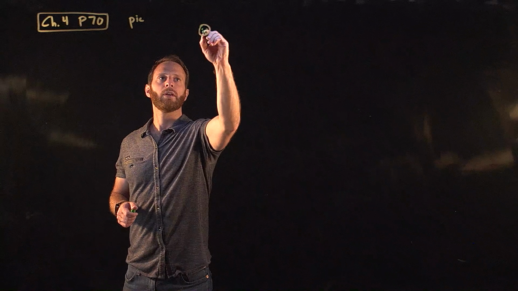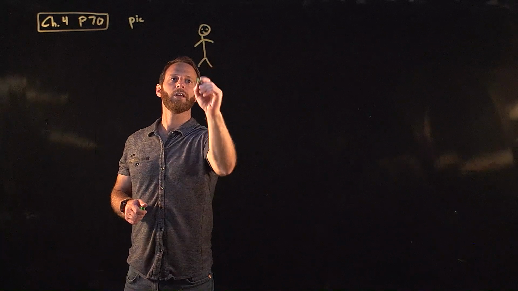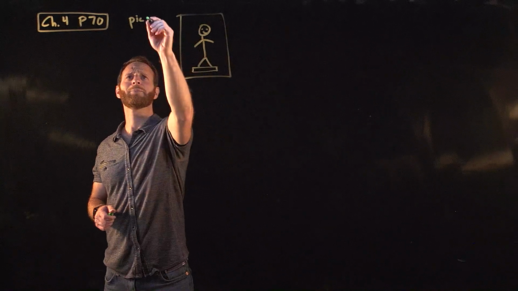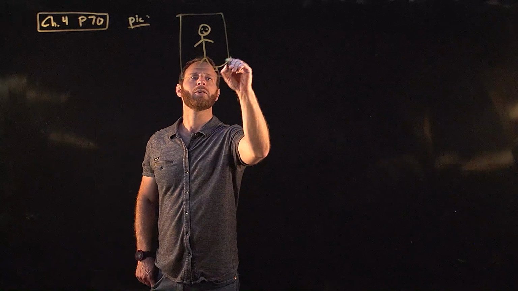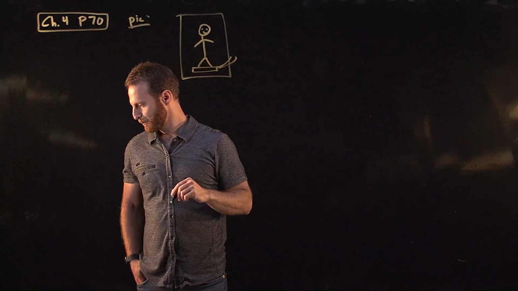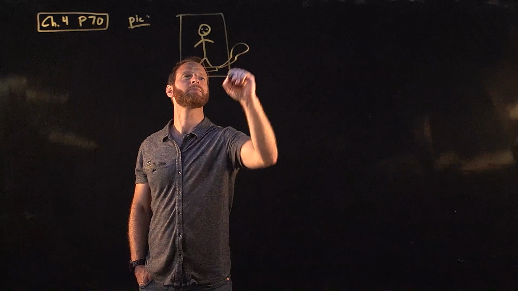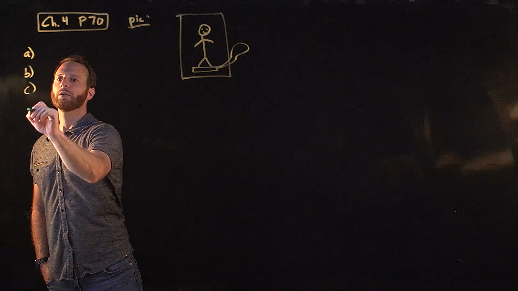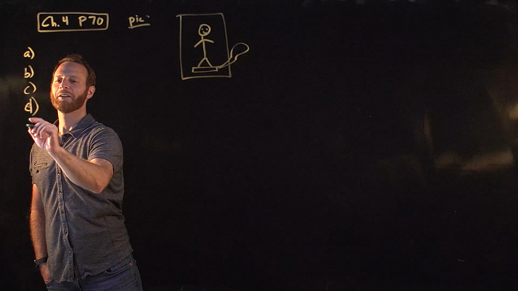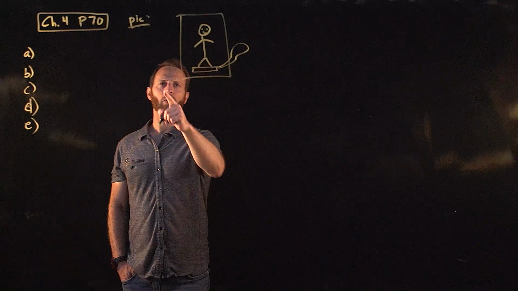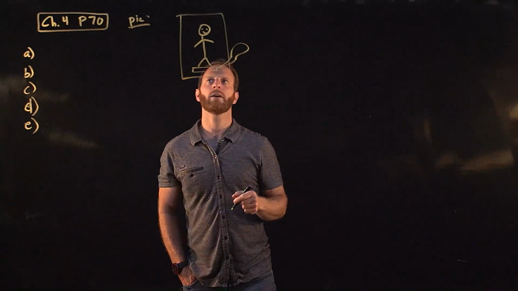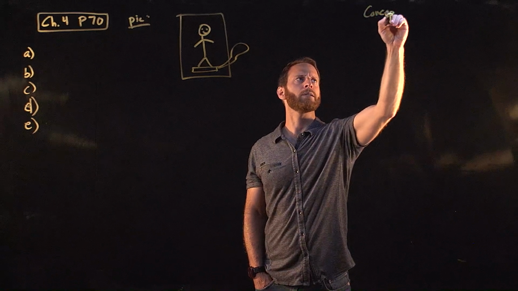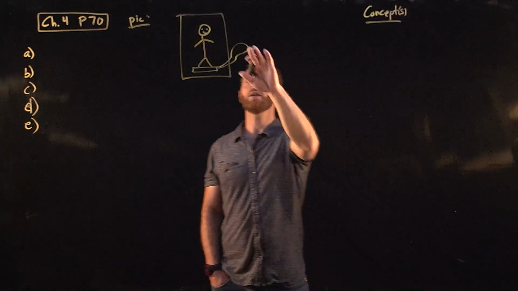We've got our happy experimenter here standing on the scale inside of an elevator. And the scale will indicate some reading. So what we need to do is figure out what the reading will be under several different situations. What we're probably also going to want to do is add on to this diagram a free body diagram.